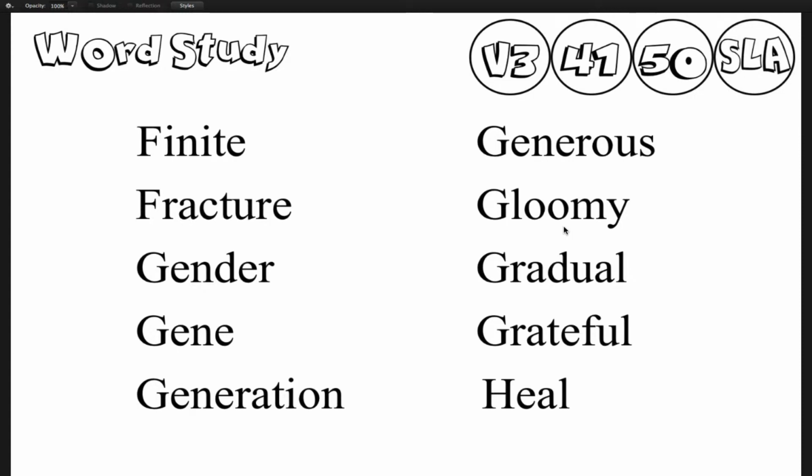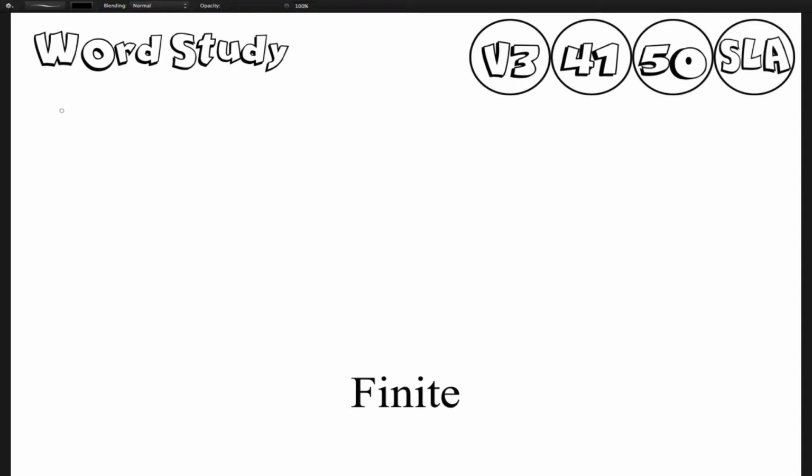This is the word study for Vocabulary Group 3, words 41 to 50. The words in this word study are finite, fracture, gender, gene, generation, generous, gloomy, gradual, grateful, and heal. Let's begin. The first word in this word study is finite.